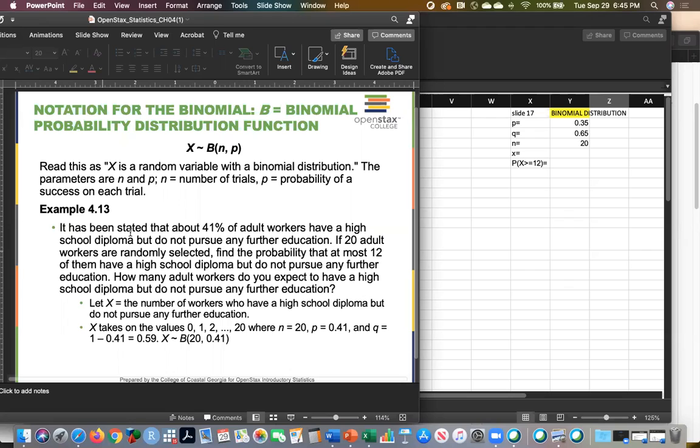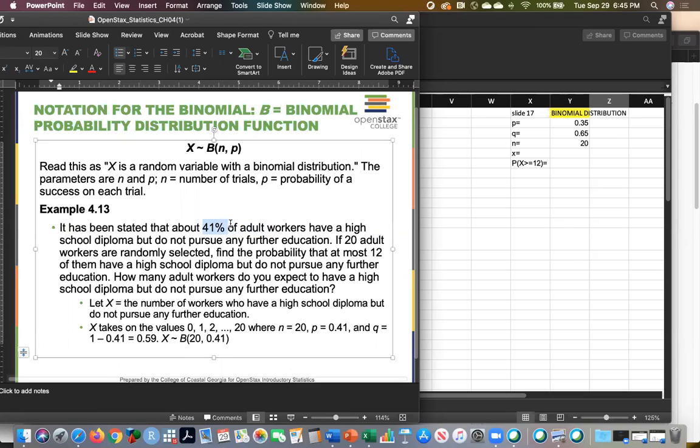So this is an example. It has been stated that about 41% of the workers, so this is very important, 41% have a high school diploma, but do not pursue any further education. That is going to be the probability of success. If 20 adults are randomly selected, find the probability that at most 12 of them have a high school diploma but do not pursue any further education. How many workers do you expect to have a high school diploma but do not pursue higher education?